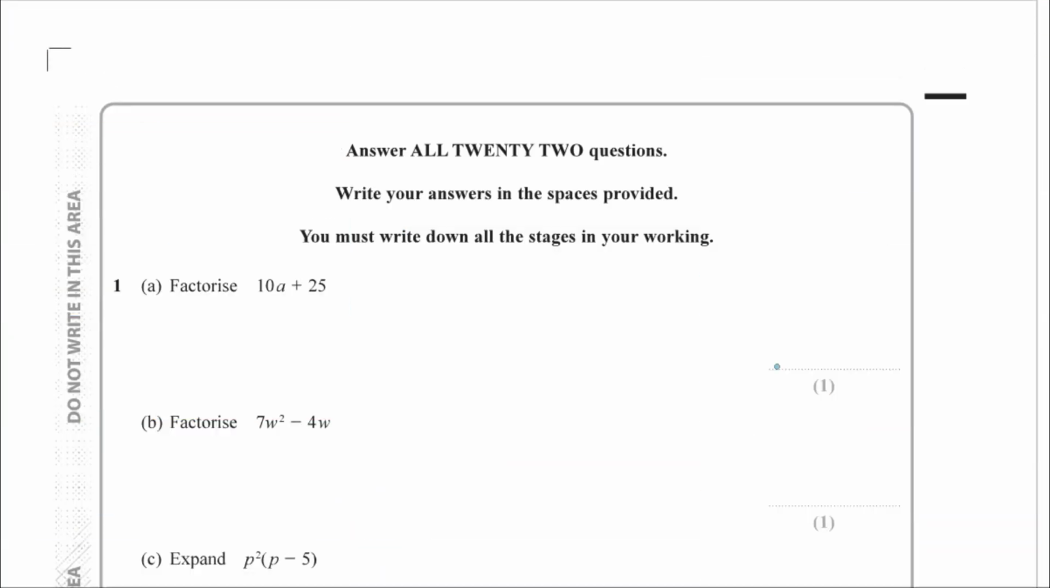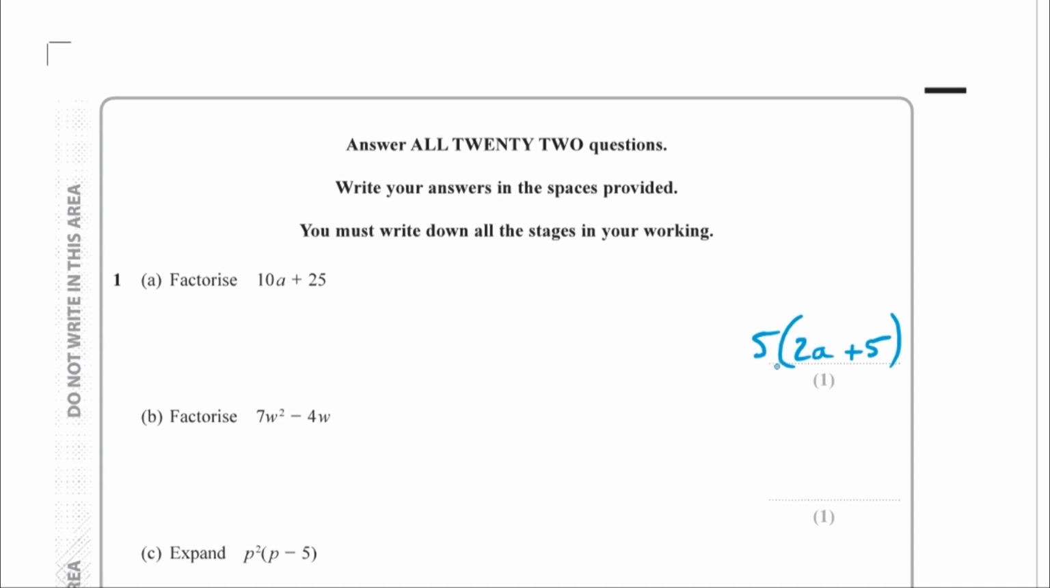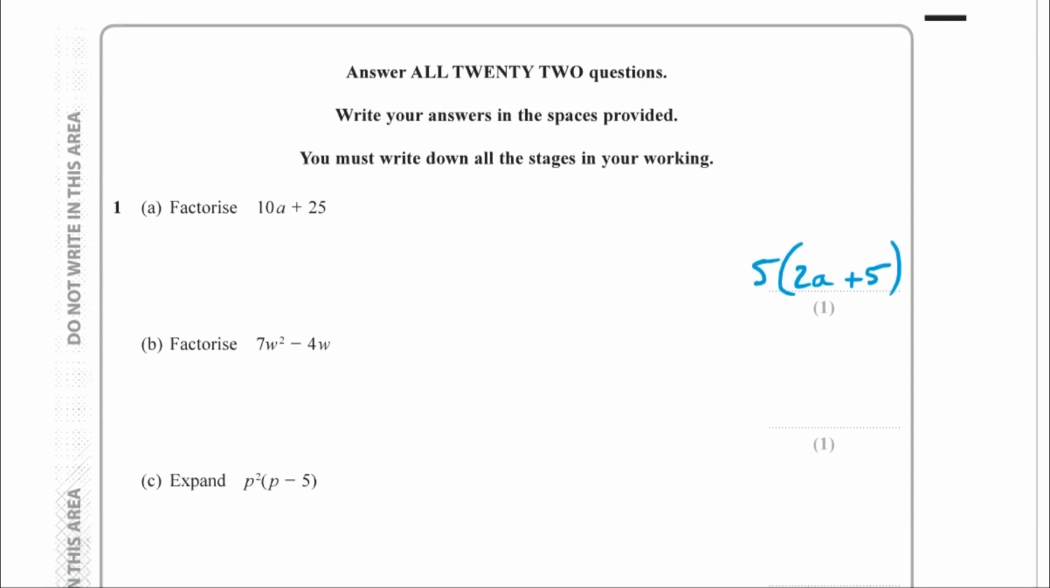Starting with the first question here, 10a plus 25, we can see that 10 contains a 5 and 25 contains a 5 as well. So we can say that this is 5 times 2a plus 5. For question B, factorizing 7w minus 4w, the 7 and the 4 have no common factors, but w is a common factor to both. So we can say that this is w times 7w minus 4.